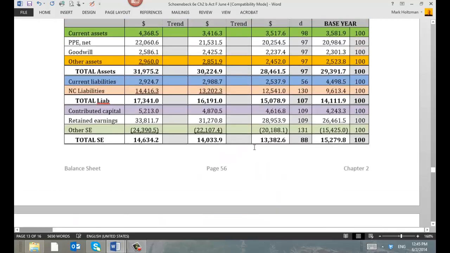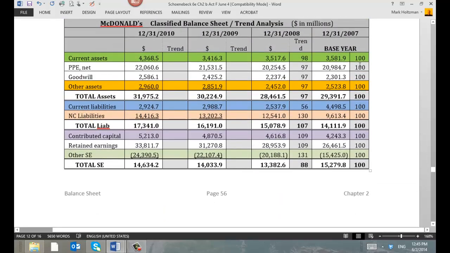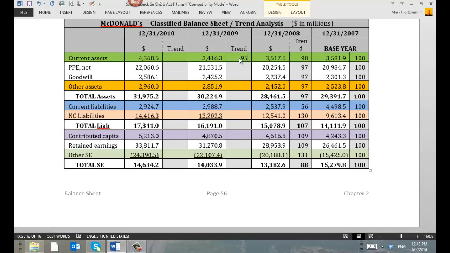And we talked about this in the last class. Trend analysis would use your first year as the base year and then divide each number by the base year. So for example, 3416.3 divided by 3581.9 gives you 0.95. So my trend would be 95. 4368 divided by 3581.9 is 122. PP&E, 22060.6 divided by 20,984.7 is 105. And 21,531.5 divided by 20,984.7 is 103.